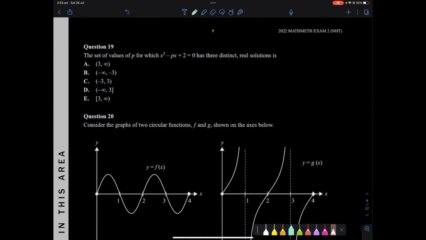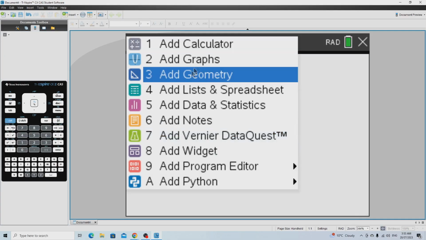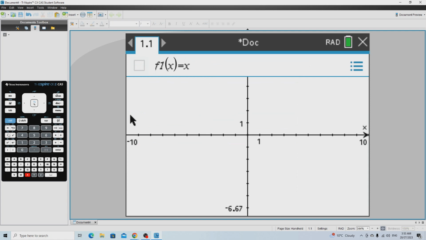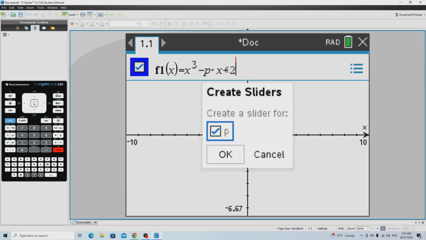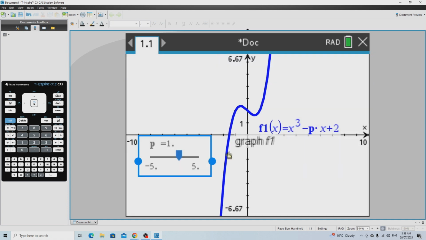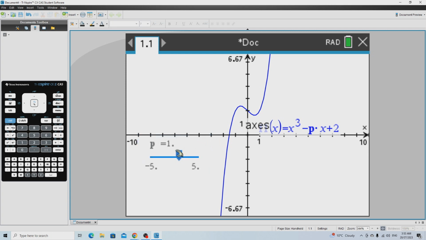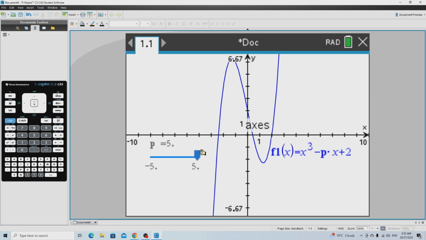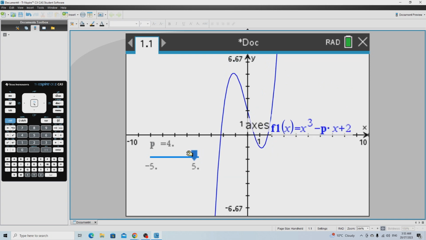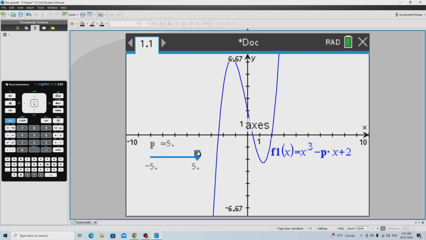Question 19. The set of values of P for which the equation has 3 distinct real solutions is, okay, I'll do this on the calculator. It's much easier to do on calculator. So go on graphs, enter x to the power of 3 minus P times x plus 2. And we want 3 solutions. The first option is the domain 3 to infinity. If we take P as 3, not including 3, we only get 2, and then go to infinity. Perfect. So when it's greater than 3 up to infinity, we get 3 distinct solutions.